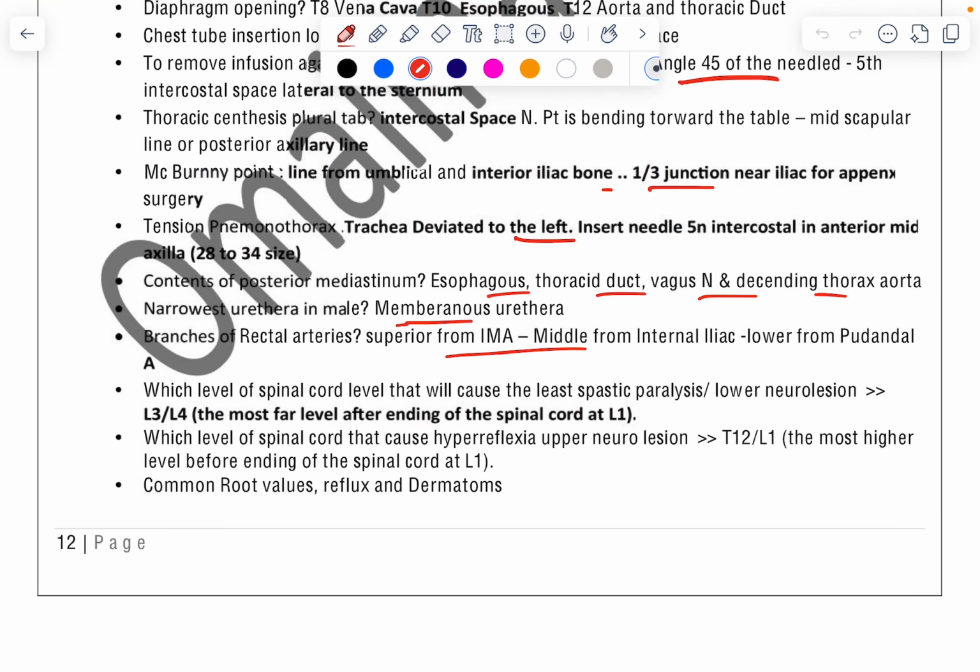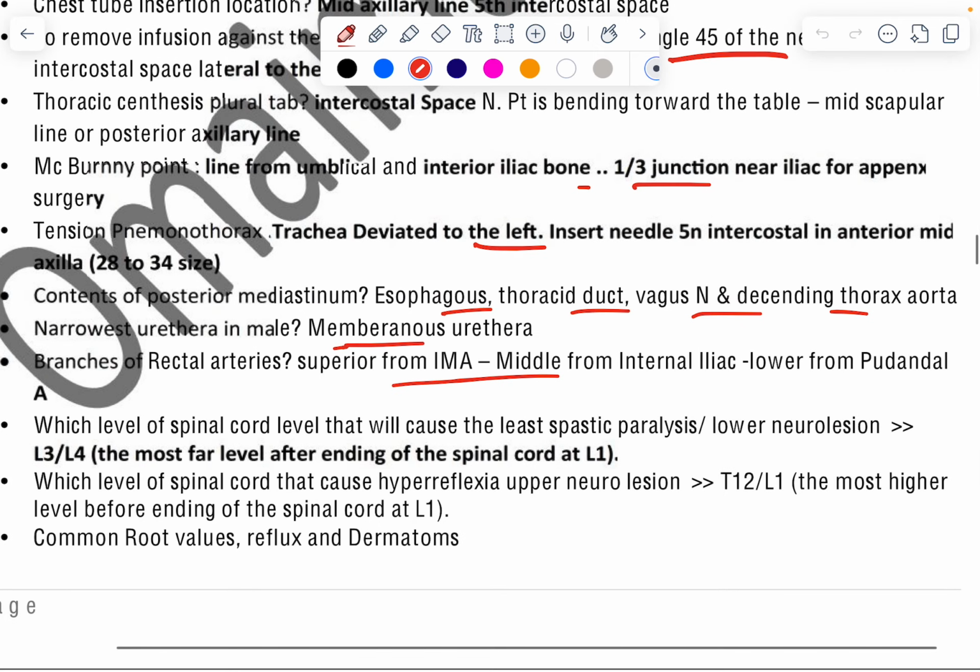So the continuation of these notes from this page. Now we can see which level of the spinal cord causes hyperreflexia, an upper neuron lesion. Upper neuron lesion T12-L1, the highest level before the spinal cord ends at L1. So this is the T12-L1.